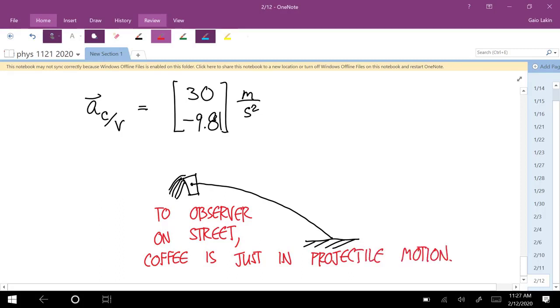To a person sitting in the car, that's not what it looks like. If you actually measured everything out carefully, it wouldn't look to the driver like that coffee cup was in projectile motion. It would look to the driver like that coffee cup accelerated forward into the dashboard.